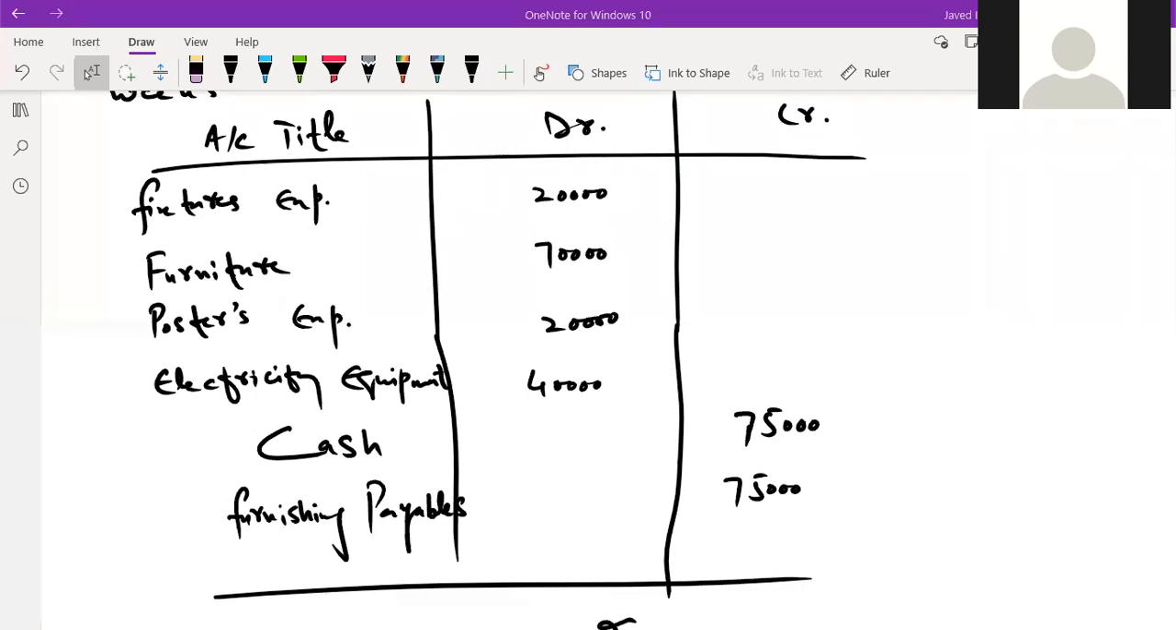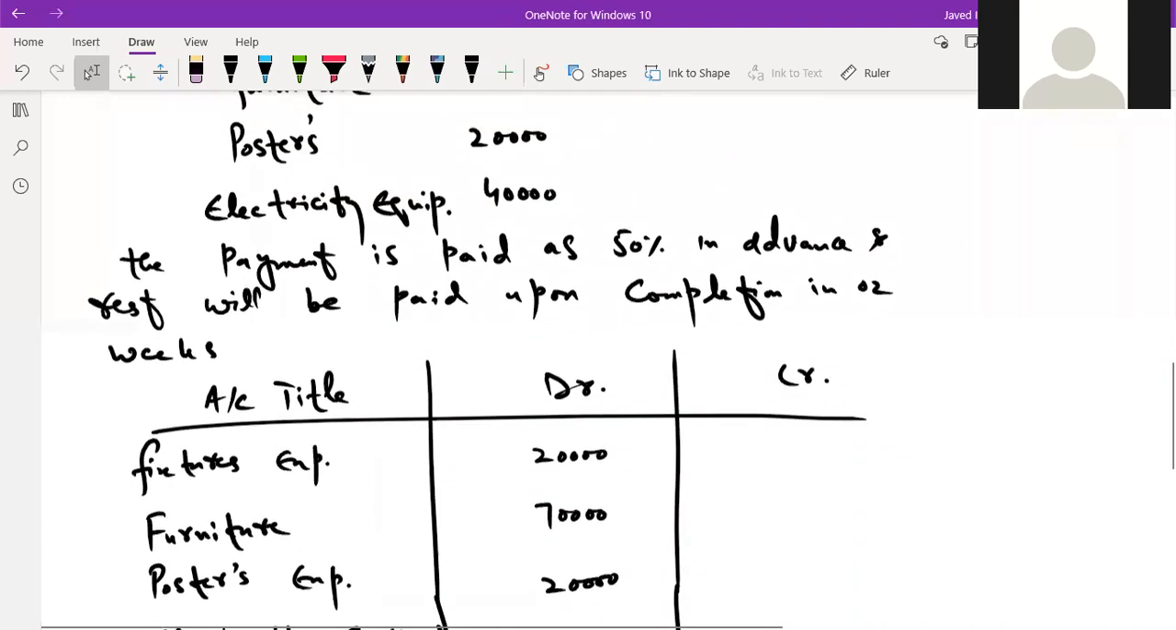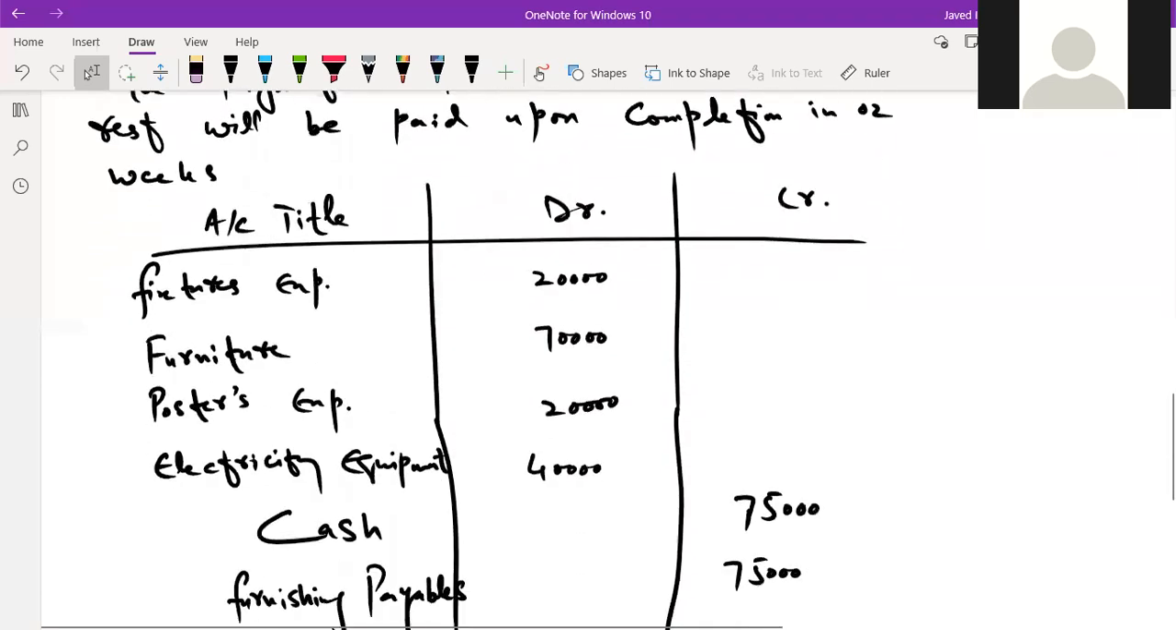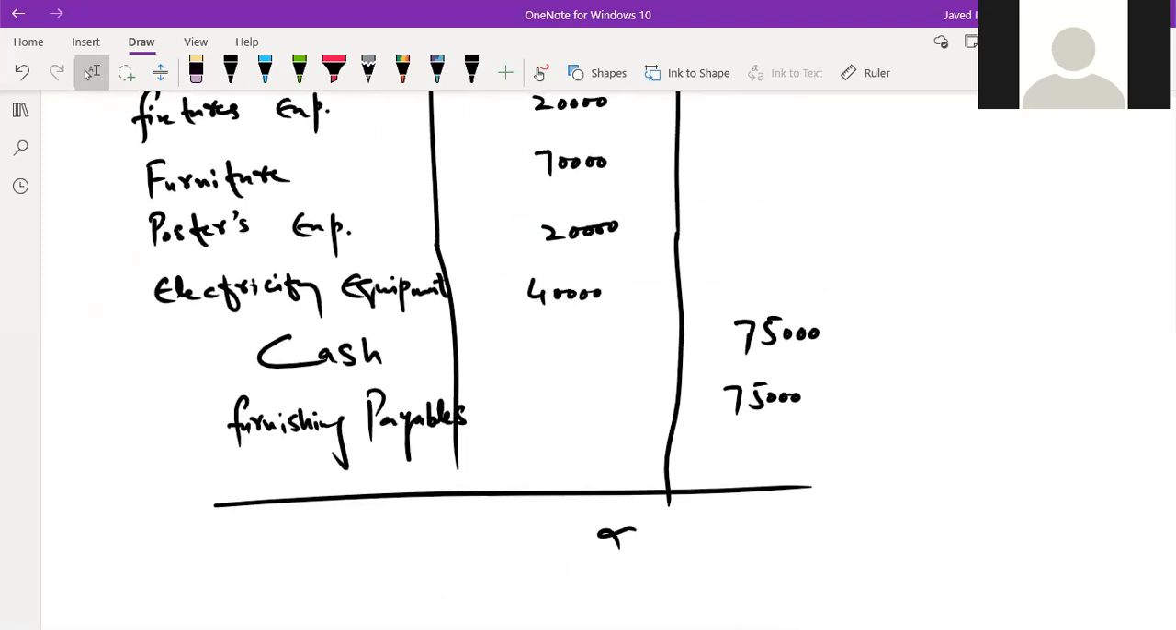So what is this 75,000 cash telling you? Isn't it the advance payment? Okay. Thank you. Any more questions, please?